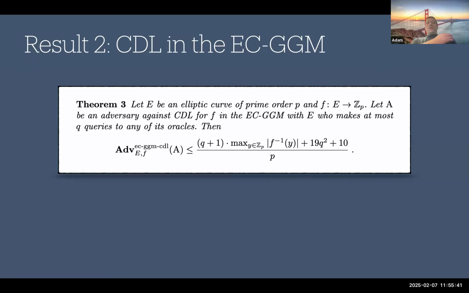Quantitatively, if the max preimage set of F is small, you get a bound of about Q squared over P, which is the same as discrete log. So quantitatively, the bound is about the same as discrete log.